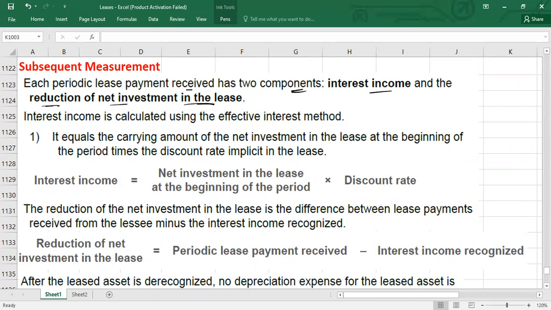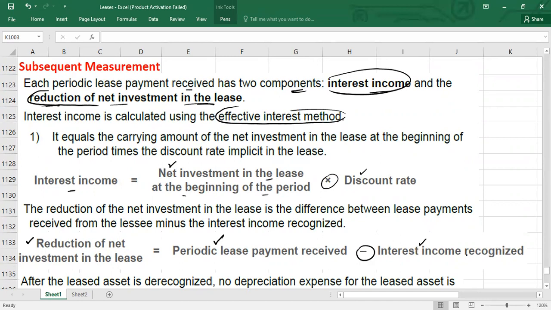And which method are we going to apply? We are going to apply the effective interest method. If you want to calculate your interest income, you need the net investment in the lease at the beginning of the period multiplied by the discount rate, which you have used in the present value calculation. And for the reduction of net investment in the lease, I need periodic lease payments, I mean installment, minus interest income recognized. So you will get the reduction of net investment in the lease.